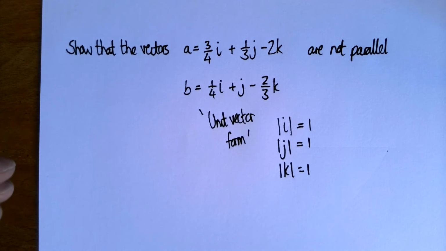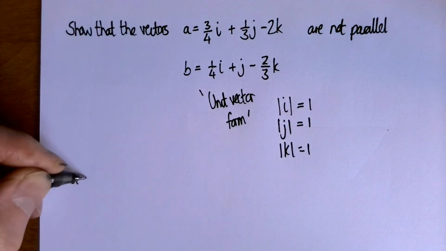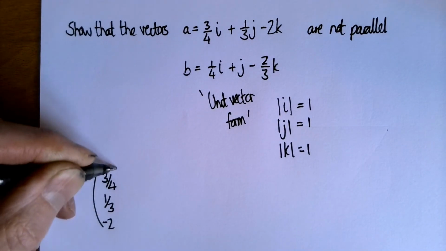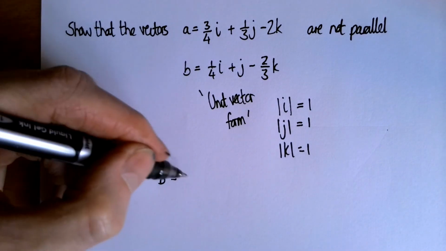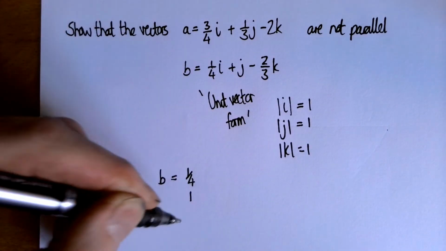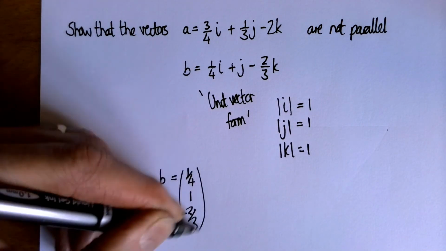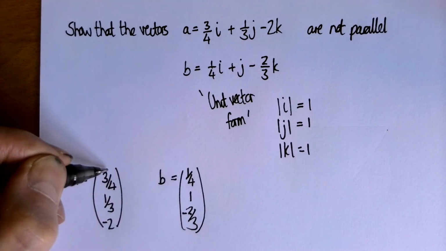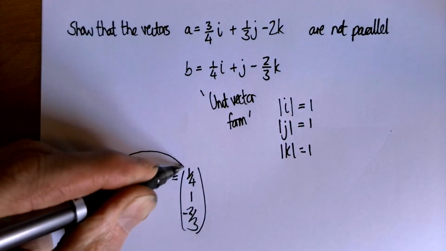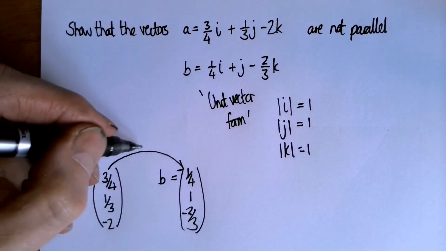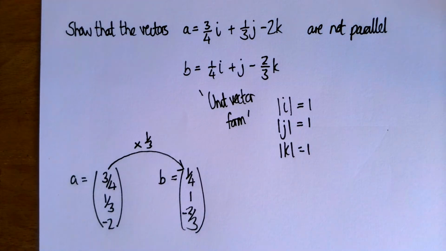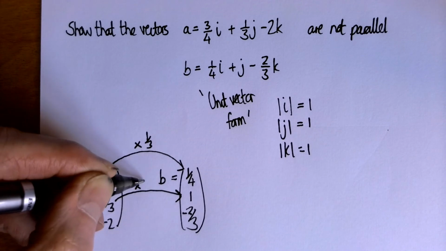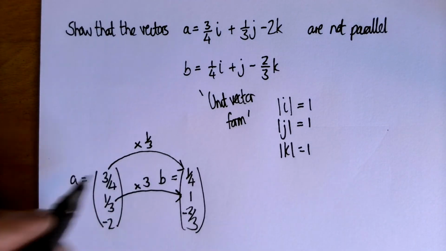So the first thing I'm obviously going to do, as I always say I'm going to do, is turn these into column vectors. I find them so much easier. So that's 3/4, that's 1/3, and that's -2. And b is... so I'm going to look at the multiplier. Going from here to here, it's been multiplied by 1/3, it's divided by 3. But going from here to here, it's been multiplied by 3. So clearly the same multiplier isn't being used.